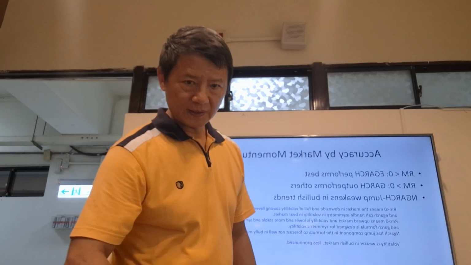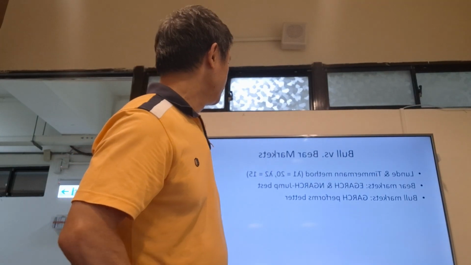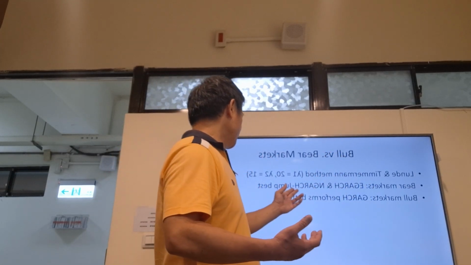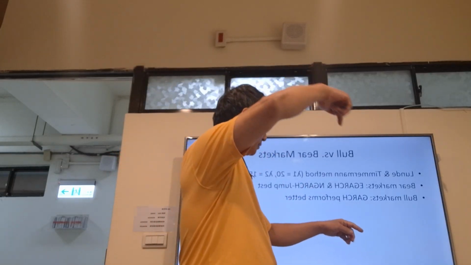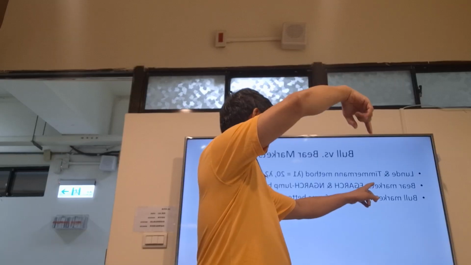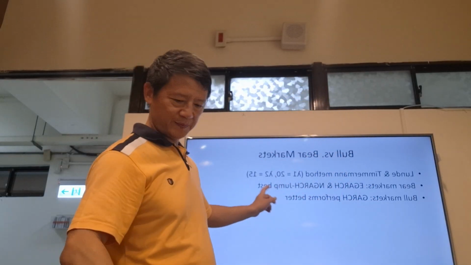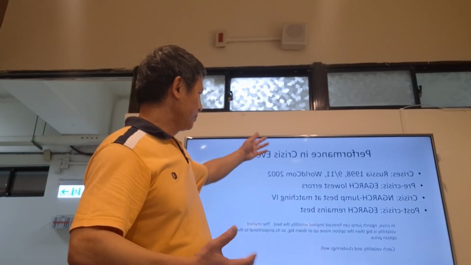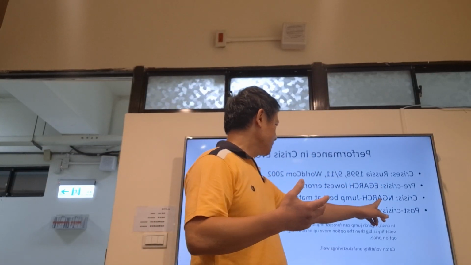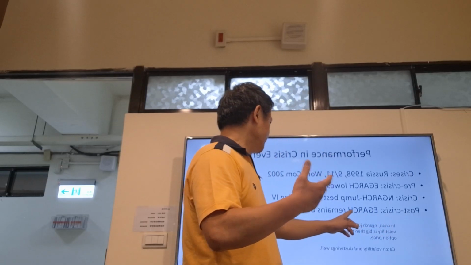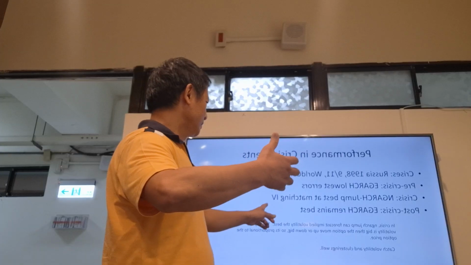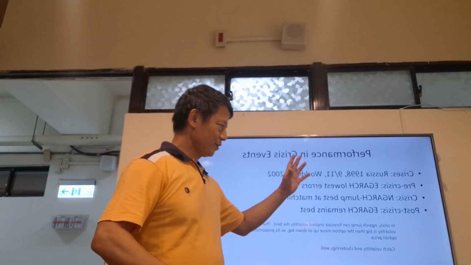So that's what we found out about bull and bear markets. In a bear market, it's better to use EGARCH and EGARCH-jump. In a bull market, a good upward market, another model performs better. So in a bear market, a downward market, use EGARCH and EGARCH-jump. Now, performance in events: before the crisis, one model is good; in the crisis and post-crisis, another is also good. During the crisis, EGARCH-jump performs well. So you know what to use.